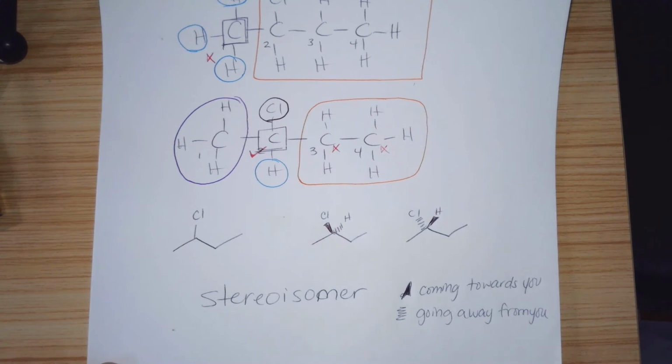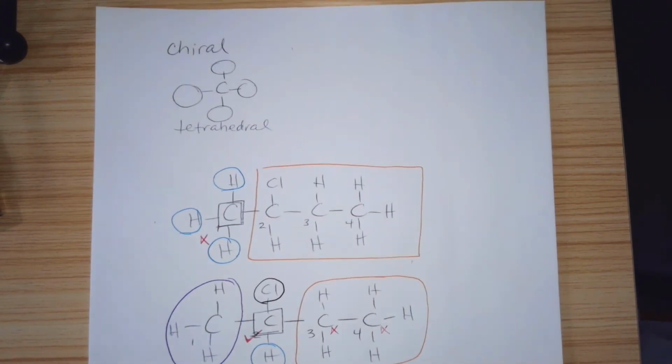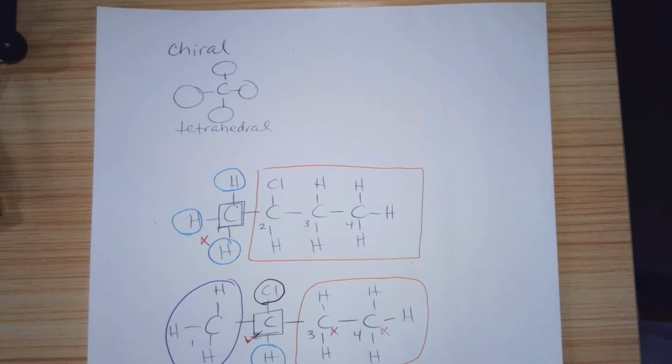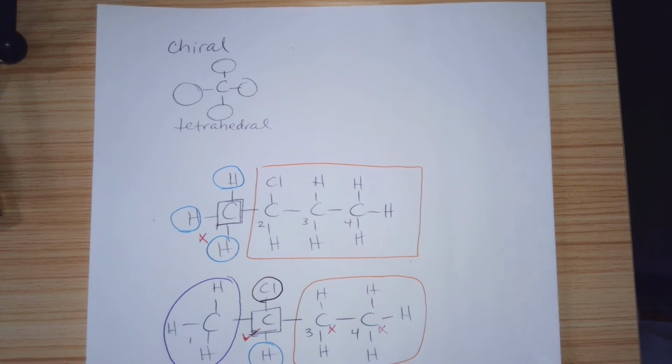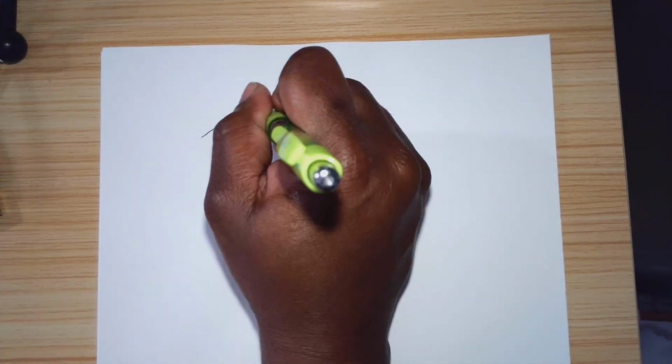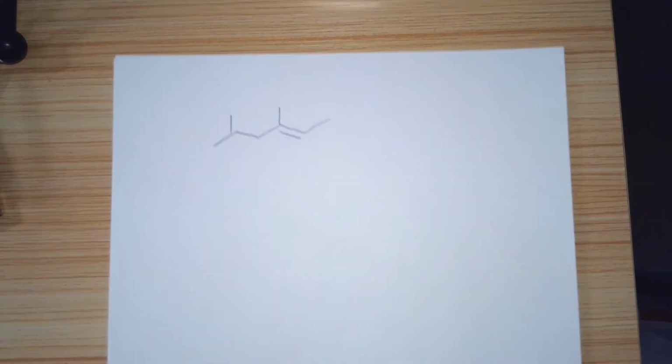And so looking for your chiral center will allow you to determine whether or not different forms or different types of stereoisomers can exist. If no chiral center is present, the molecule is going to be identical, so you would only have one form. So we'll do another one. So let's look at this compound.